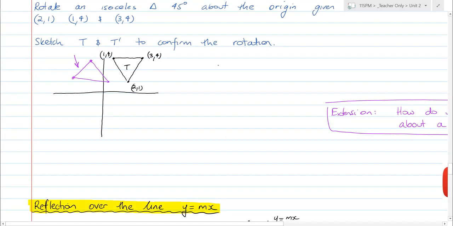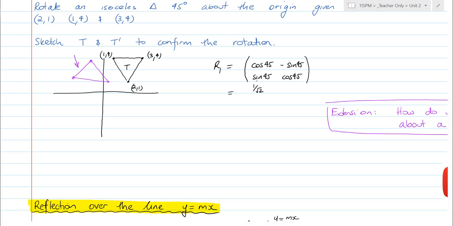So can anybody tell me what is our matrix that we're going to be multiplying by? Cos 45, sine 45, cos 45. And what's cos 45 equal to? One? No. Is it? It's 1 over root 2. Is it? Root 2 over 2 is also the right answer. So either, that's just the rationalised version. So root 2 over 2 is probably better, but typically you'll see 1 over root 2 in this case.